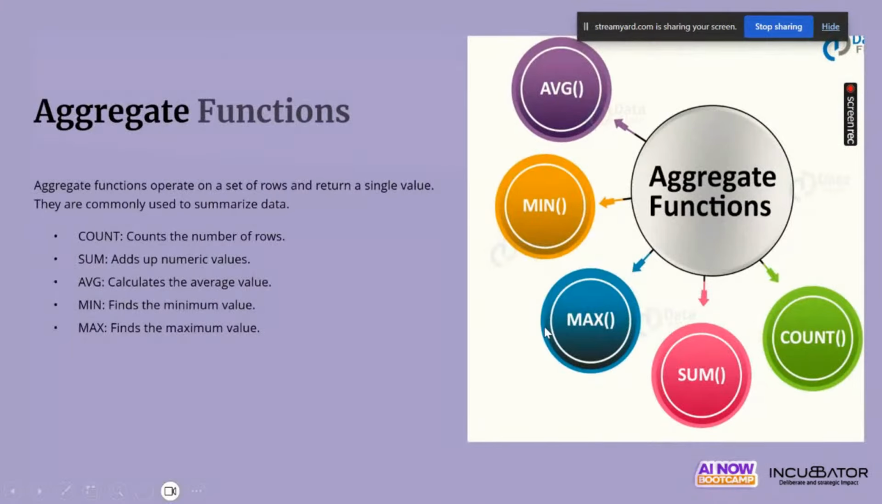So let's talk about aggregate function. Aggregate functions operate on a set of rows and return what? A single value. So we start with the aggregate function. What are the most common aggregate functions that we have? We have the count, the sum, the average, the minimum, and the maximum.